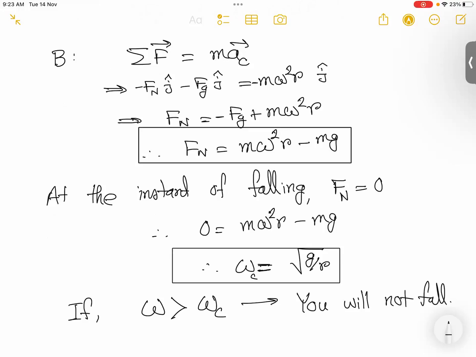আইডিয়াটা বুঝতে পেরেছো সবাই? Can you explain it again? Which part? At the extent of falling, if N equals 0 from here? Yes, whenever you are losing contact with the ground, isn't your normal force 0?